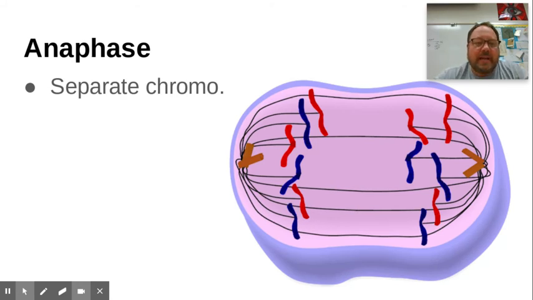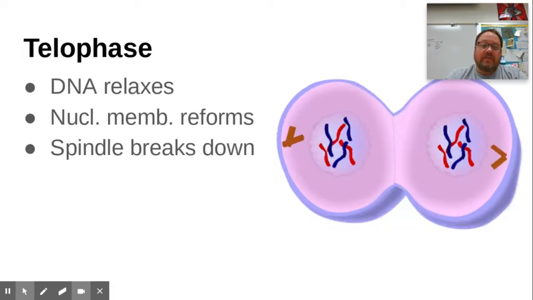Anaphase, prefix ana means away. So with anaphase, the spindle fibers are pulling the chromosomes away from one another. So again, I just think of anaphase as being like the action photo. You can almost imagine the chromosomes moving away from one another. Telophase is at the end. The prefix telo means end.